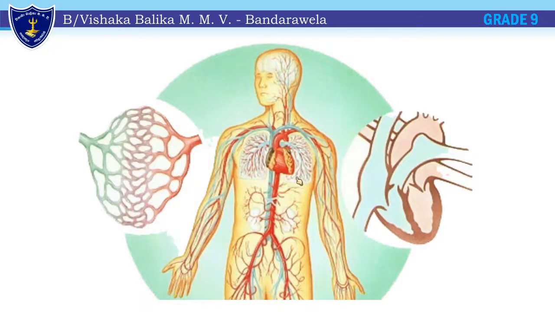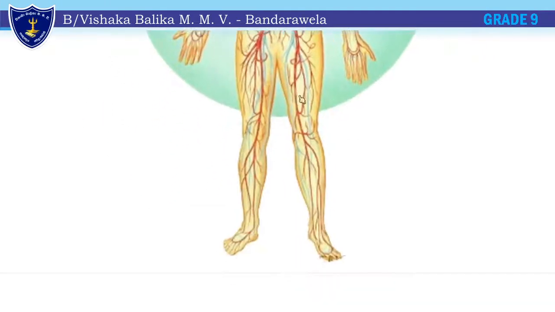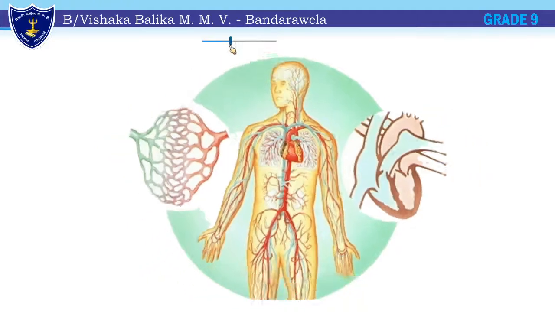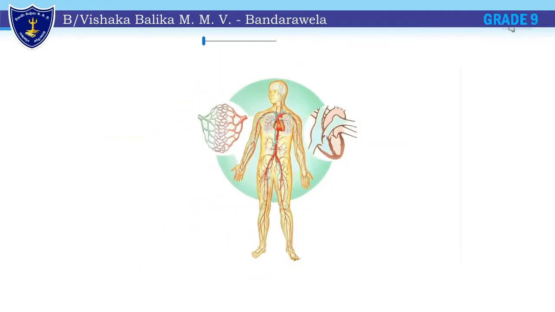Second, there should be a pumping mechanism. You can see that with the cursor. The heart is the pump. And third is the system of tubes. You can see this tube system. These are blood capillaries. Now we have learned the main components of a circulatory system.